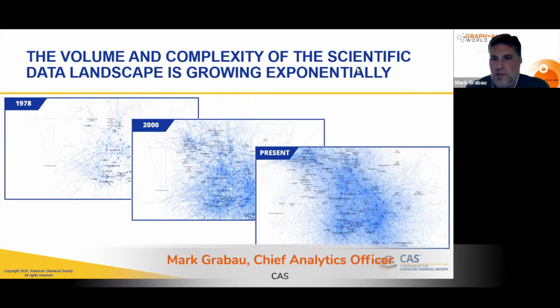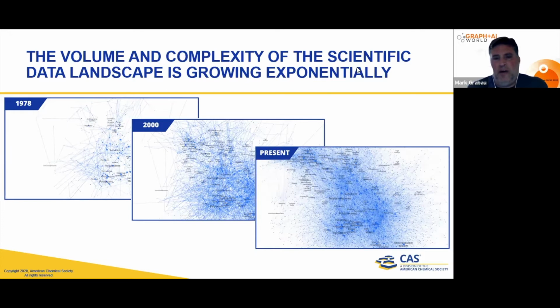This is a visualization through a knowledge graph in order to demonstrate how not only is the volume of data expanding rapidly, but so is the complexity. As you can see, many different terms there on the screen relative to 1978, but then even more importantly, the connectedness around that information.